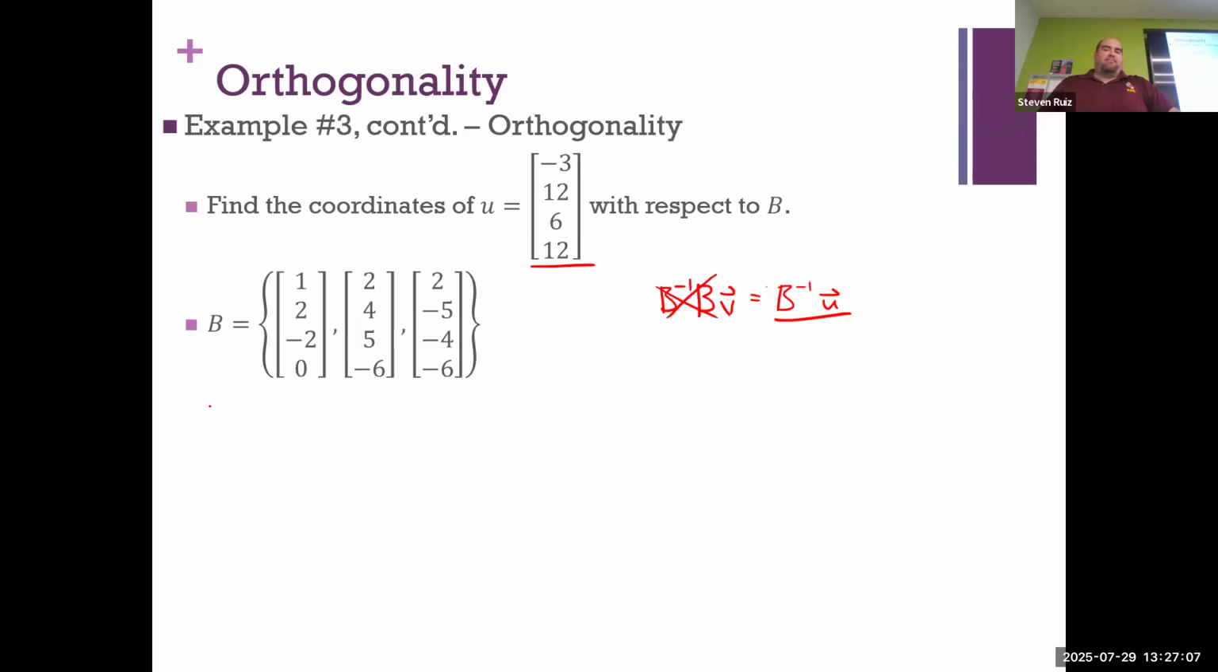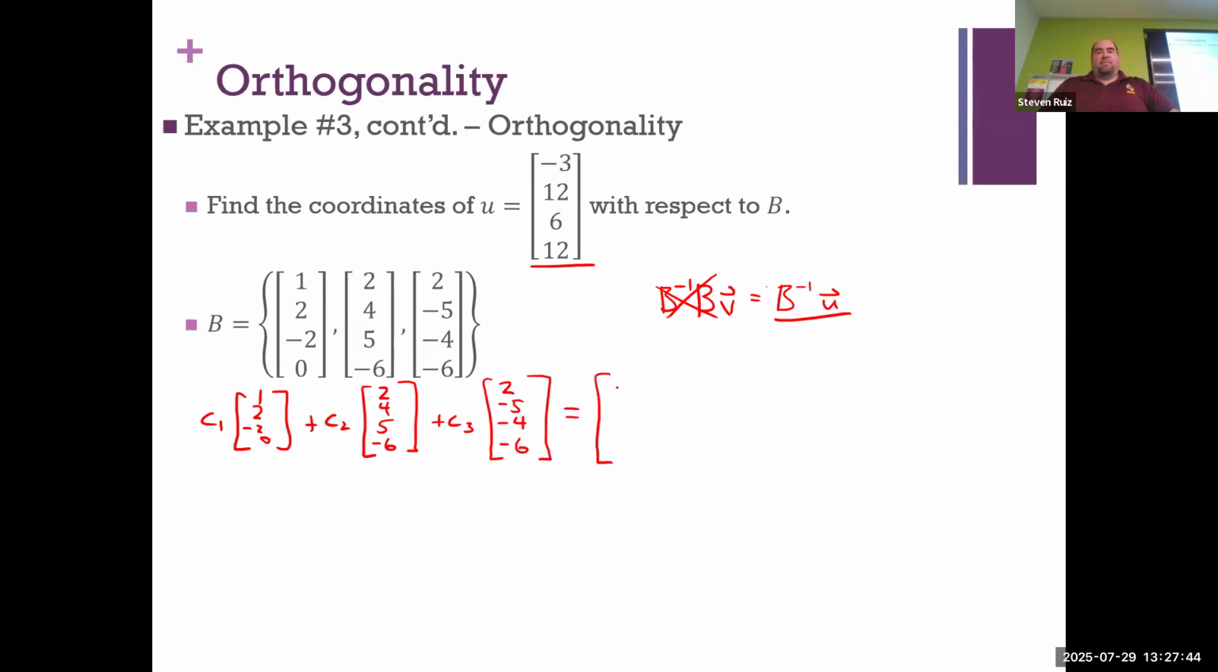And now here's a benefit we can draw on the fact that these were orthogonal. So I know that C1 times 1, 2, negative 2, 0, plus C2 times 2, 4, 5, negative 6, plus C3 times 2, negative 5, negative 4, negative 6, will equal negative 3, 12, 6, 12.